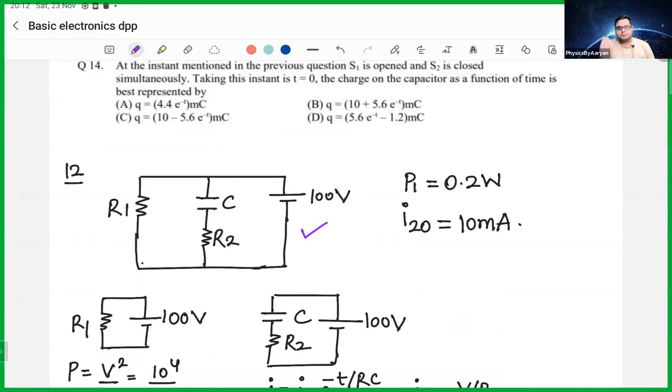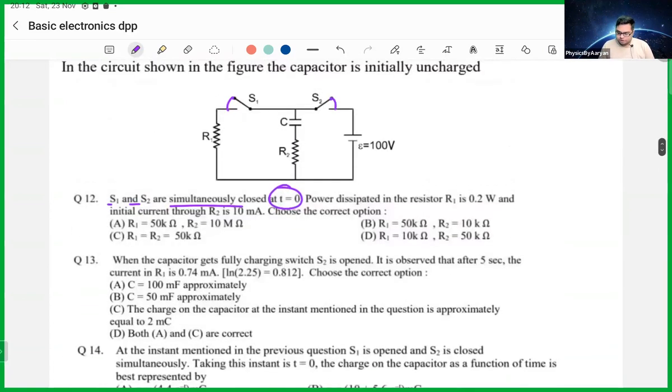If I close them, then they become a wire and the current starts flowing through them. So this is what I have. This is my circuit. Okay. Now the two things are given. What are the two things given?